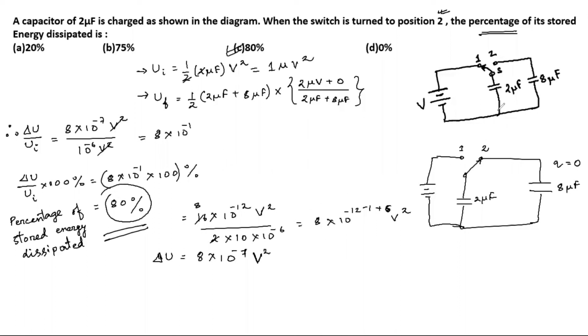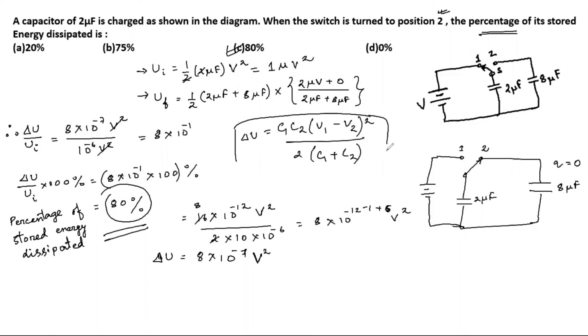Alright, 80%, which is option C. So whenever you have to find a change in energy or loss in energy, don't forget this expression. Your loss in energy or change in energy is nothing but C1 C2 times (V1 minus V2) whole square, by 2 times (C1 plus C2). This is your loss in energy.